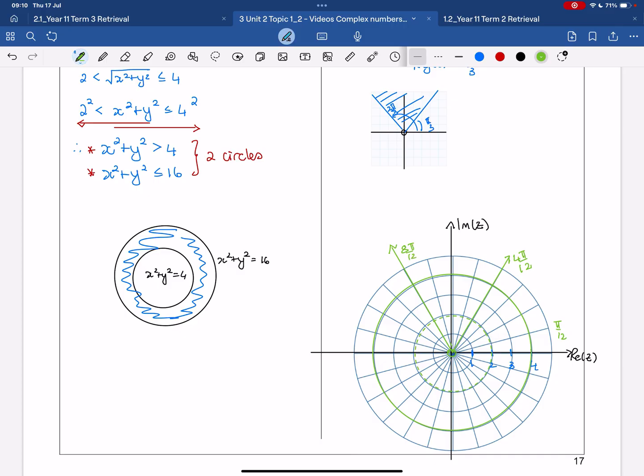And now all I need to do is color in the region where all 4 of these things overlap. Okay, so I'm looking for greater than my circle over here, okay, and less than this circle over here, and between those 2 rays. So all I'm coloring in is that little region over there.